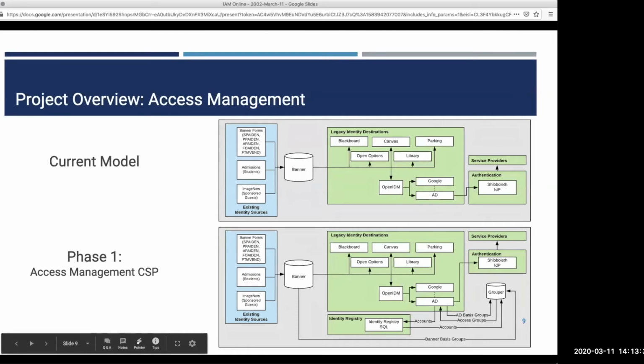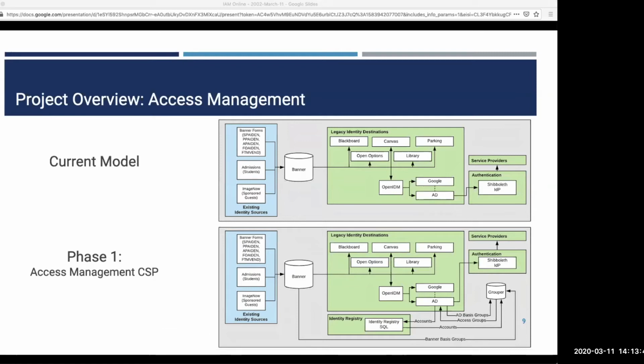This is just kind of an overview of our current model where everything is flowing through Banner, and what we hope to get to eventually is to have co-manage handling sponsored guests and all the downstream systems looking off of co-manage and the identity registry, in which the identity registry is also going to be a new feature that we're rolling out as part of the CSP program.